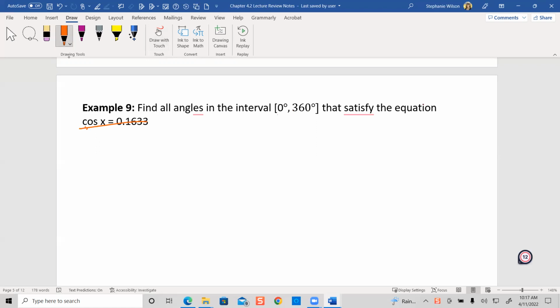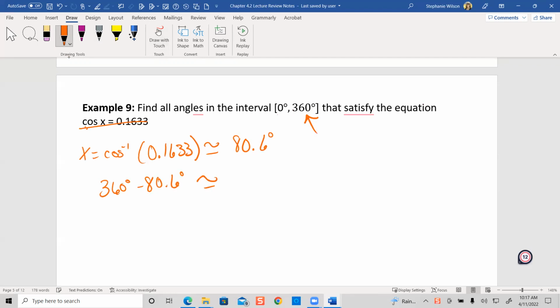So what we're going to do is take its inverse. And when we take its inverse, we type it in our calculators, rounding to the nearest tenth. When I do that, I noticed that it said 0 to 360 degrees. So I'm going to take that 360 degrees, subtract the 80.6 degrees, and I get 279.4 degrees. That would be my answer.